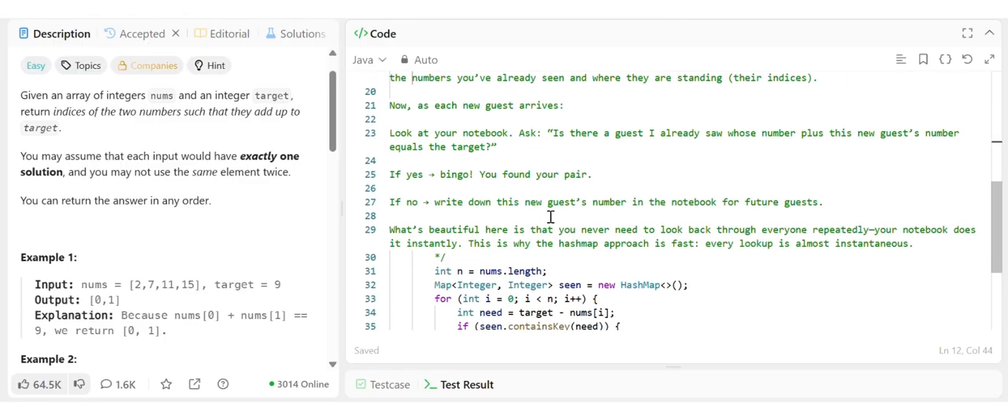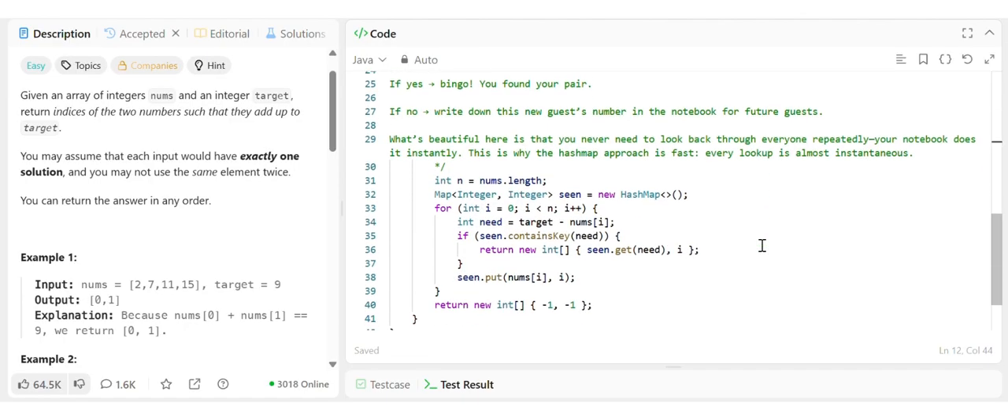So what's beautiful here is that you never need to look back through everyone repeatedly. Your notebook does it instantly. This is why the HashMap approach is fast: every lookup is almost instantaneous.